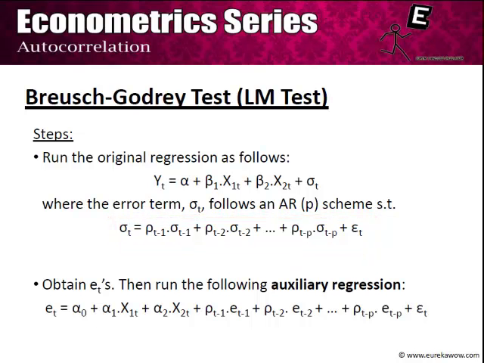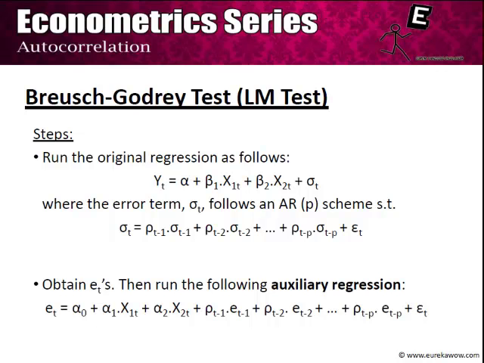What we have to do in order to calculate the Breusch-Godfrey test is to run the original regression as follows, that is yt as a function of alpha plus beta 1 x1t plus beta 2 x2t plus sigma t. We then obtain the ETs and run the following auxiliary regression. We express the ETs as a function of all the independent variables considered in the original regression, that is x1t and x2t in this case, and also of all those error terms which determine this period's error term. So if we are considering an AR(p) scheme, then we will take error terms up to p previous periods.